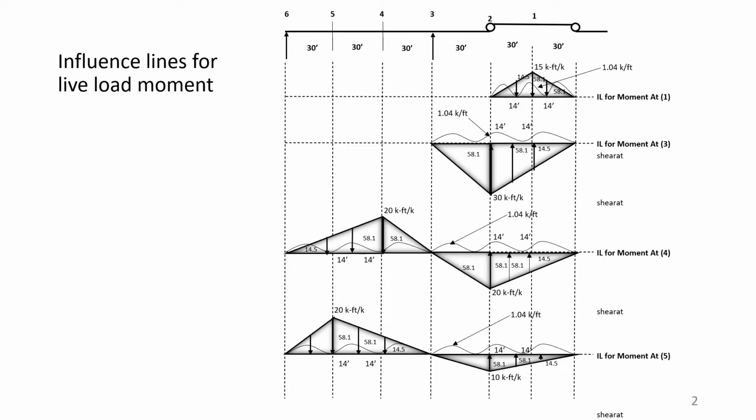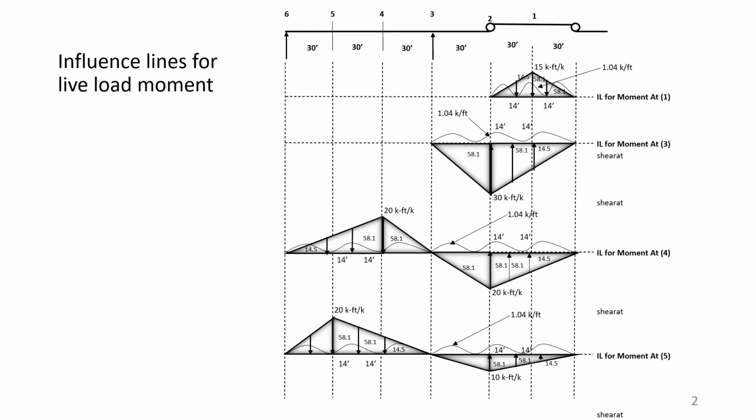And if we put the load at the right end of the 60 feet span, then there will be no reaction at support 3. That is why the reaction will be 0 and the moment will be 0. And if we put the wheel load at 2, the moment will be 1 into 30, that means 30 kip feet, and this moment will be negative. This is the influence line for point 3.